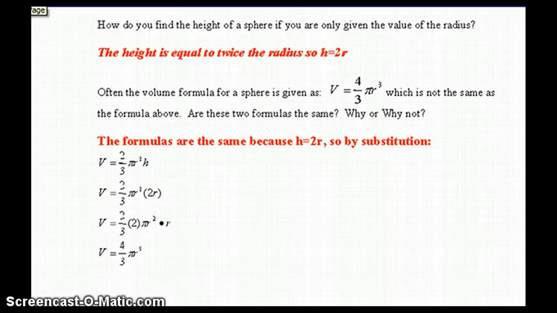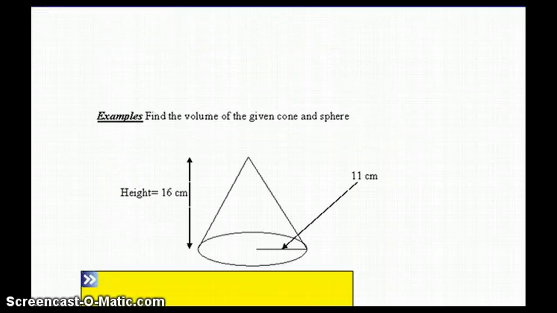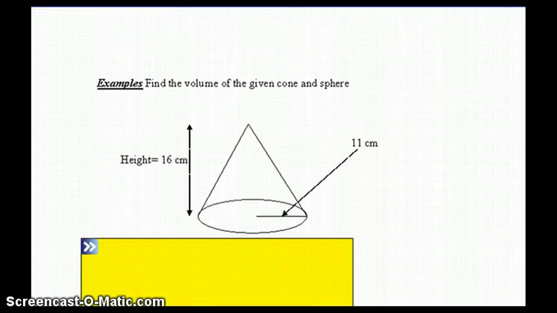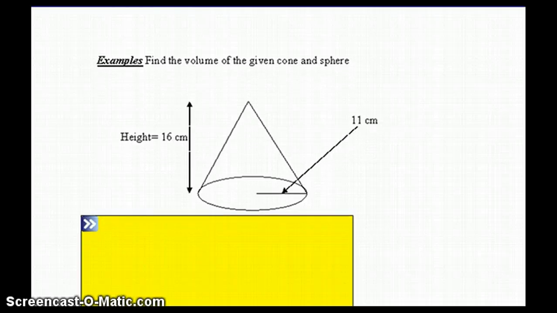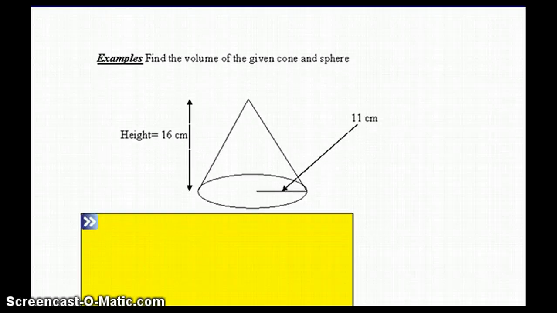Turn your notes to the next page. Here's an example of how to find the volume of the given cone and sphere. So we're starting with this cone. The height of the cone is 16 and the radius is 11.